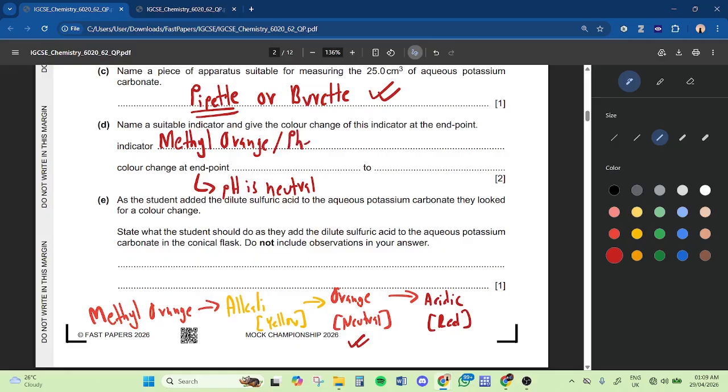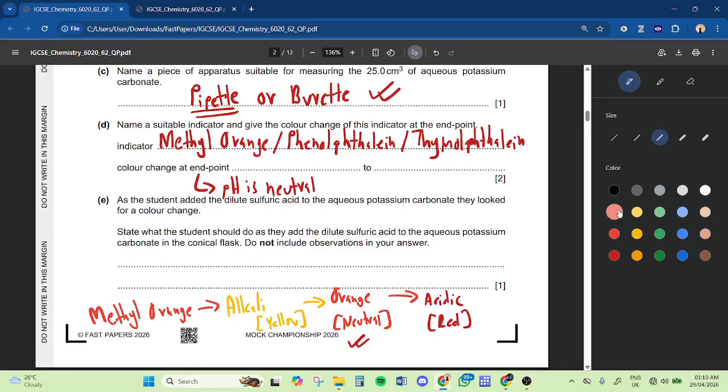An interesting thing about Cambridge is as long as you're phonetically correct, which means that as long as the way you're spelling it sounds the same as the word, then you're going to get marks for that. So phenolphthalein is going to have an H. Phenolphthalein, or you can even put, for example, thymolphthalein. Thymolphthalein. So phenolphthalein is going to be pink to white.